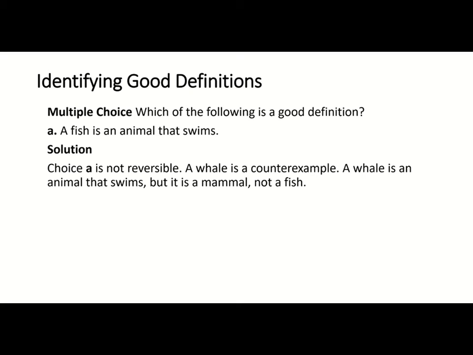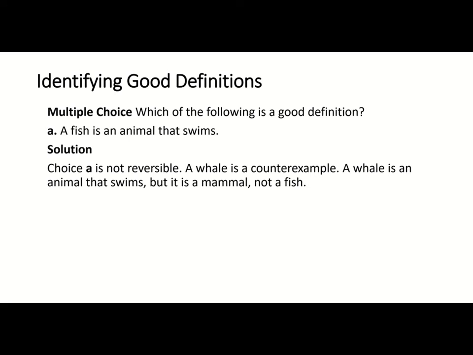Okay, so first we have choice A. A fish is an animal that swims. Now, if I were to think of that like a conditional statement, if an animal is a fish, then it swims. And then I looked at the converse. If an animal swims, then it is a fish. Is that true? Is the fish the only thing that swims? The answer there would be no.